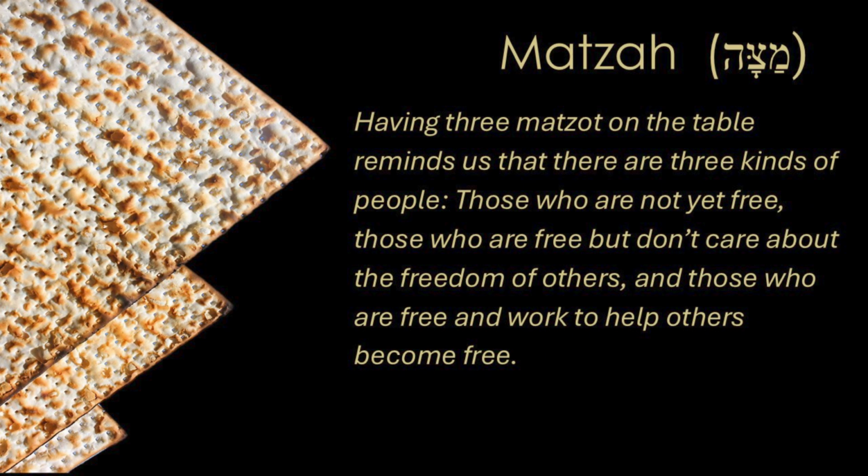Having three matzah on the table reminds us that there are three kinds of people: those who are not yet free, those who are free but don't care about the freedom of others, and those who are free and work to help others become free.